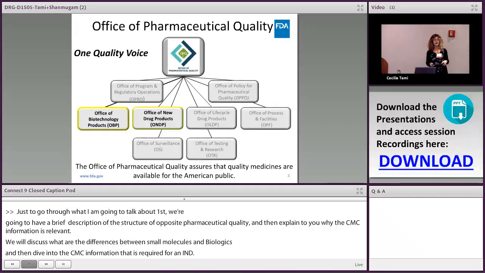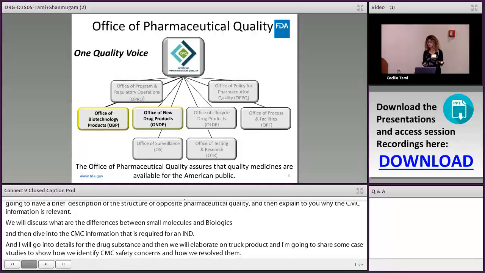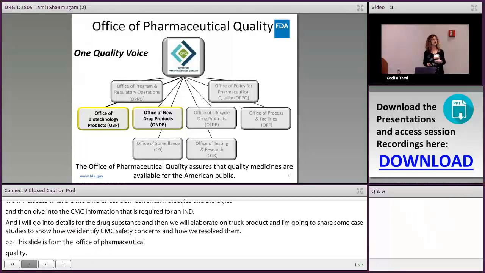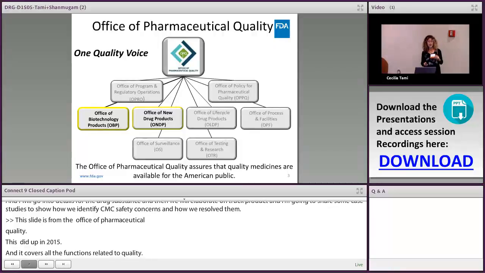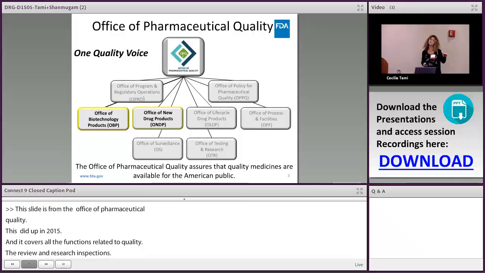So this slide shows you the structure of the Office of Pharmaceutical Quality, or OPQ. This office was created within CDER as a single unit dedicated to product quality. And it stood up in 2015, and it covers all the functions related to quality. That is review, research, inspections, life cycle, surveillance, policy. And the idea is to have one quality voice and have an improved overview of the quality of the product throughout its life cycle.